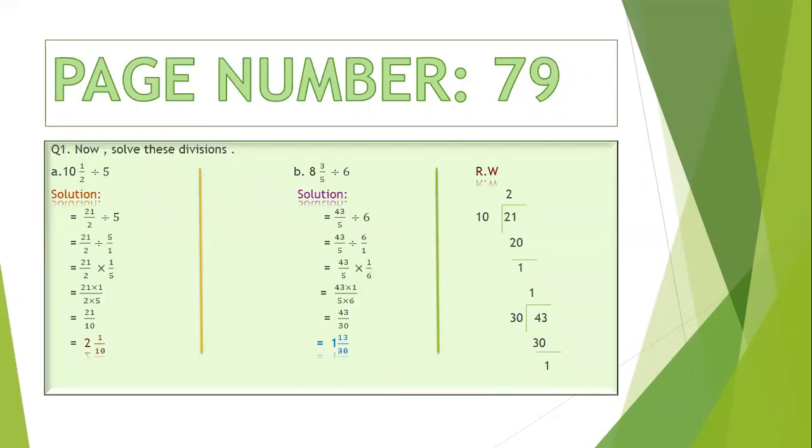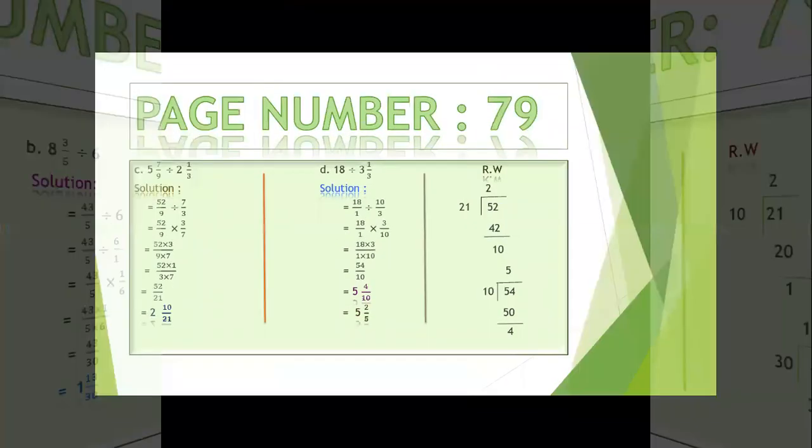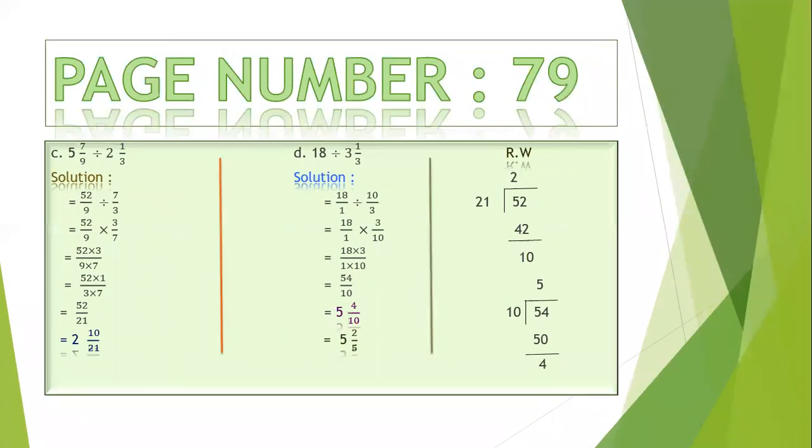Come to part C. You see that in this part both numbers are mixed numbers. So first we convert both of them into improper fractions. After converting them, you can change the division into multiplication. Otherwise, if you change only the first number into an improper fraction and leave the other one, you cannot take the reciprocal of that mixed number.